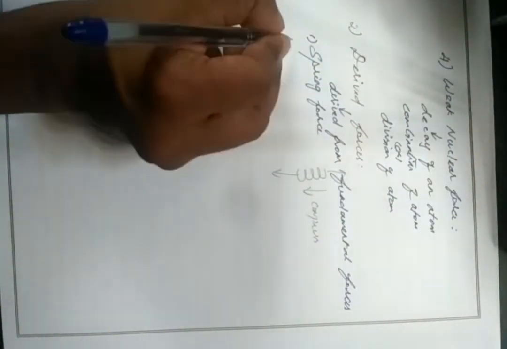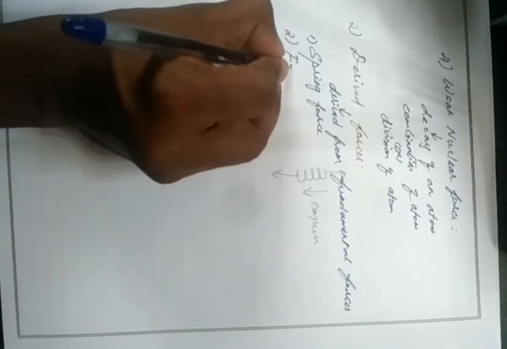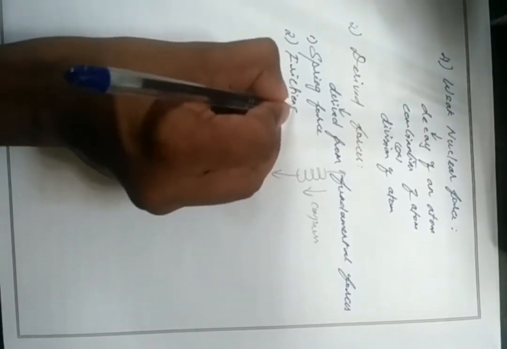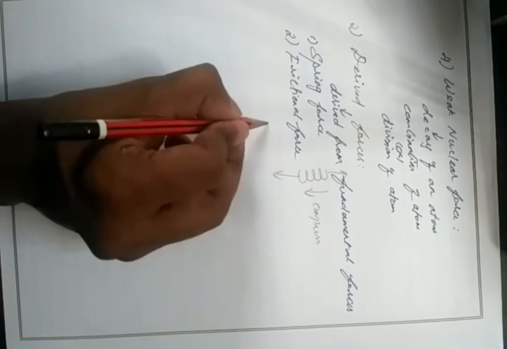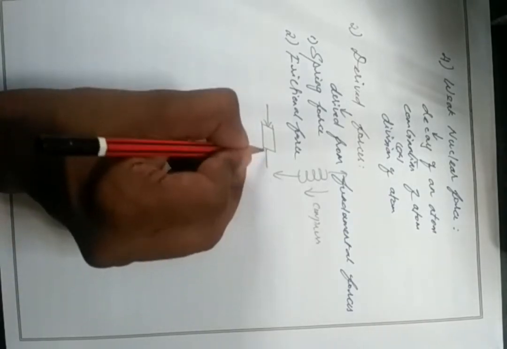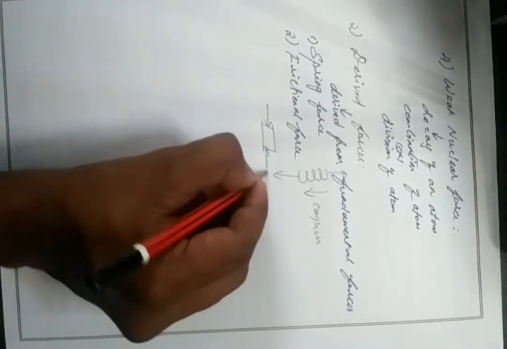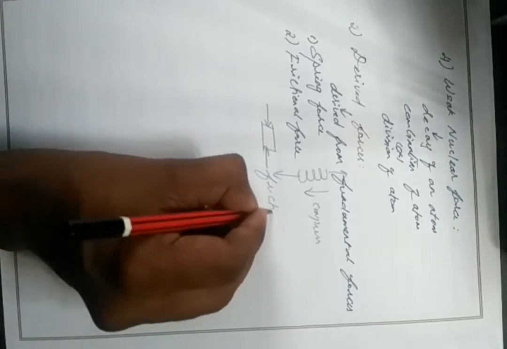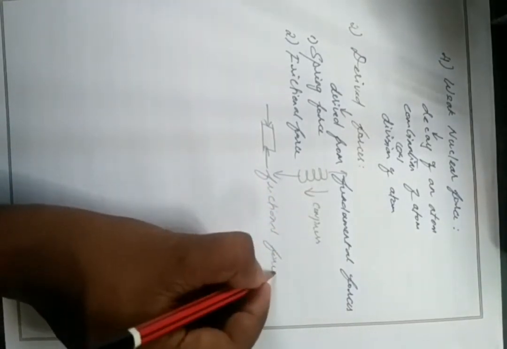Then we can also say frictional force. So what is frictional force? If we move an object by giving some force, then some resistance force acts opposite to the movement of the object. That force is known as friction force. Any opposite force which acts against the movement of the object is known as frictional force.